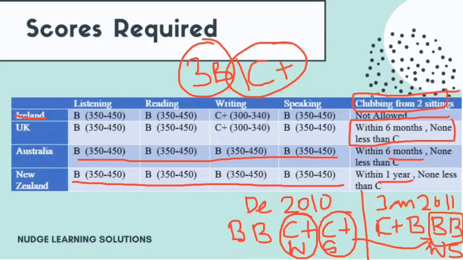So basically, we should target at least B in all 4 components. That is the target, and Nudge will be teaching you all the techniques and tricks, and detailed practice sessions, to ensure that you get a minimum of B in all the subtests.